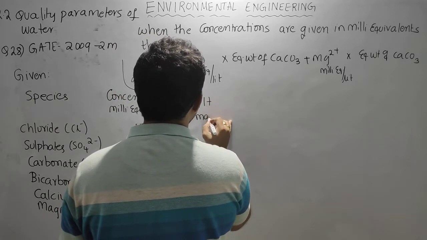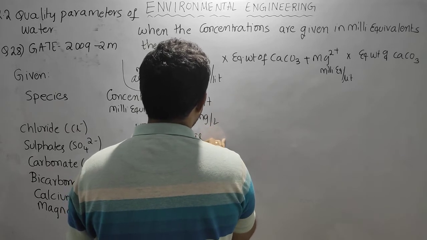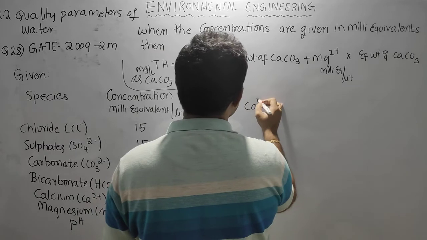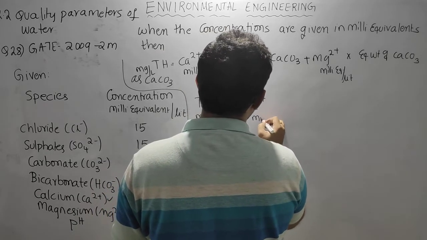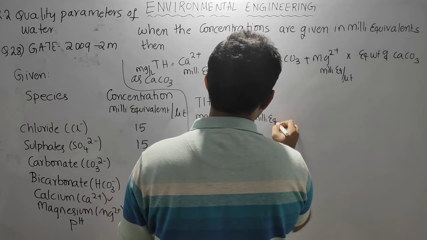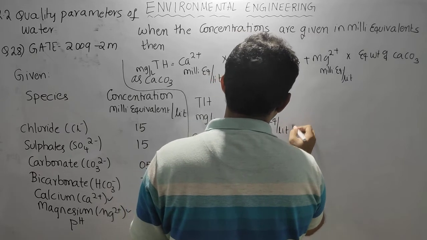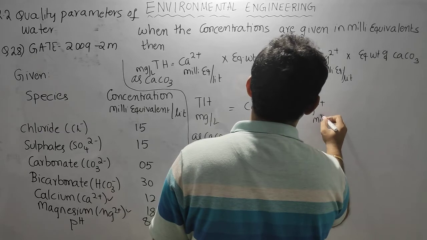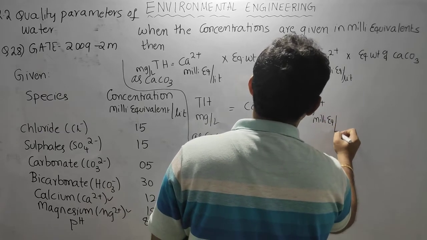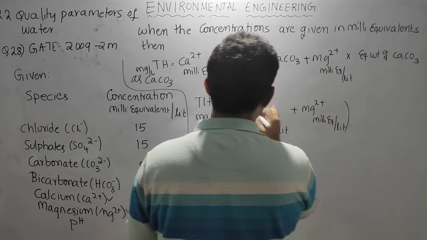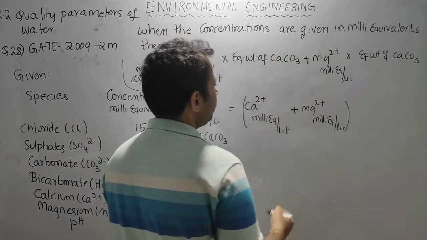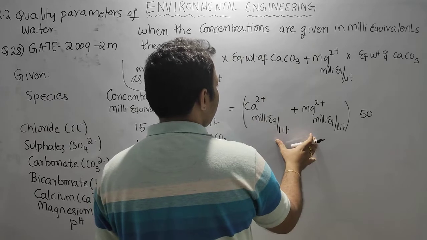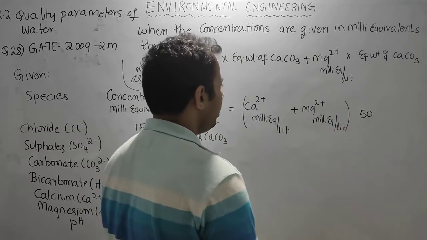So that means if I take equivalent weight of CaCO3 as common, total hardness in mg per liter as CaCO3 is equal to Ca2+ milli equivalent per liter plus Mg2+ milli equivalent per liter, multiplied by the equivalent weight of CaCO3, which is 50. So simple, add all the milli equivalents and multiply at last with 50, that will be the answer.